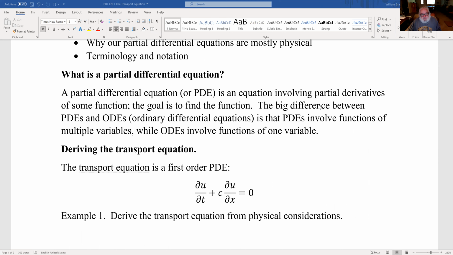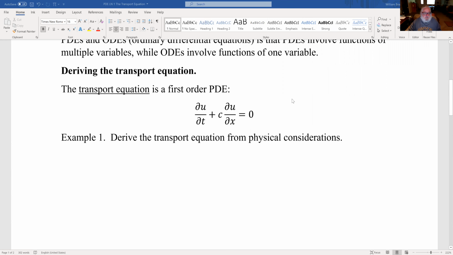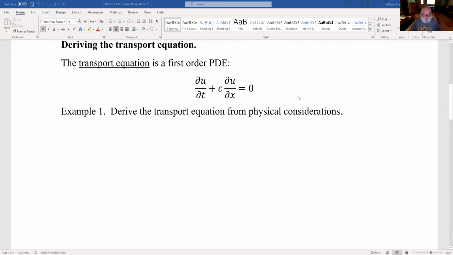The goal is to find the function, right? So it's like most differential equations. The big difference between partial differential equations and ODEs, or ordinary differential equations, is that PDEs involve functions of multiple variables, and ODEs are generally functions of one variable. So here's our first PDE. The transport equation is a first order PDE. C in this equation is some constant. And the goal is to find u, which should be some function of both x and t.